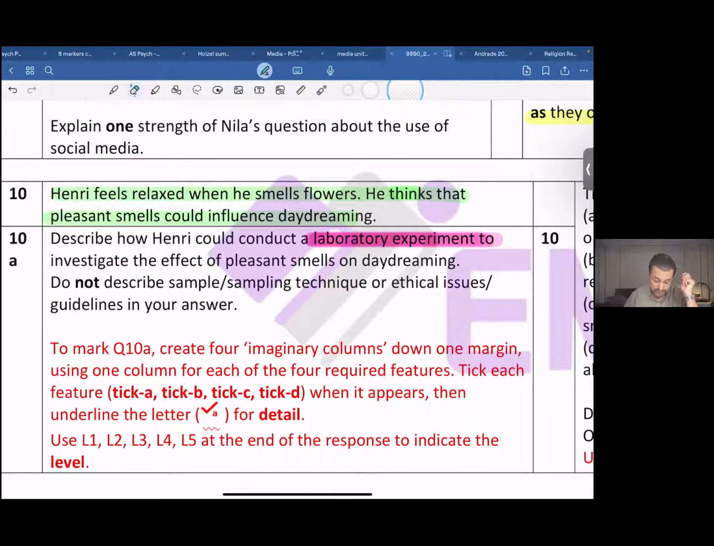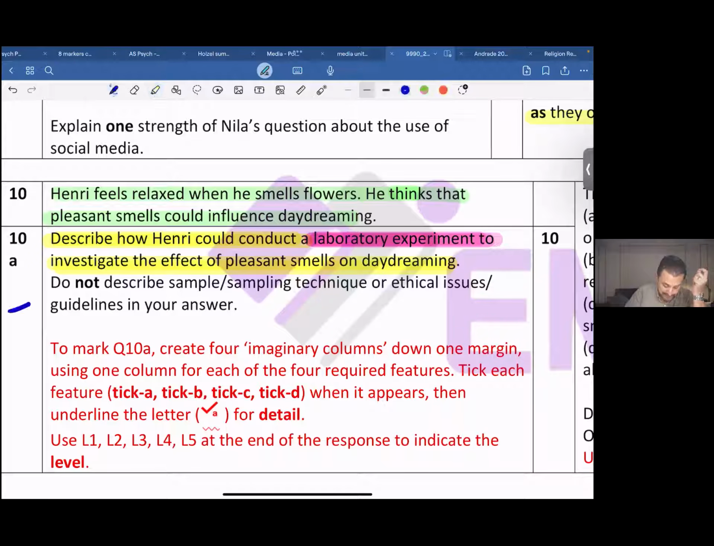Henry feels relaxed when he smells flowers. He thinks that pleasant smells could influence daydreaming. Let me read that again. Henry feels relaxed when he smells flowers. He thinks that pleasant smells could influence daydreaming. Describe how Henry could conduct a laboratory experiment to investigate the effect of pleasant smells on daydreaming. Do not describe sampling technique or ethical issues guidelines in your answer.